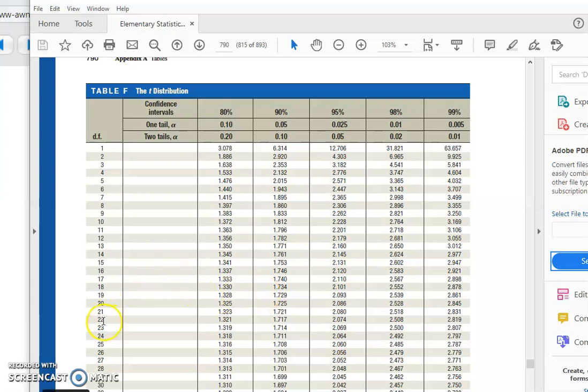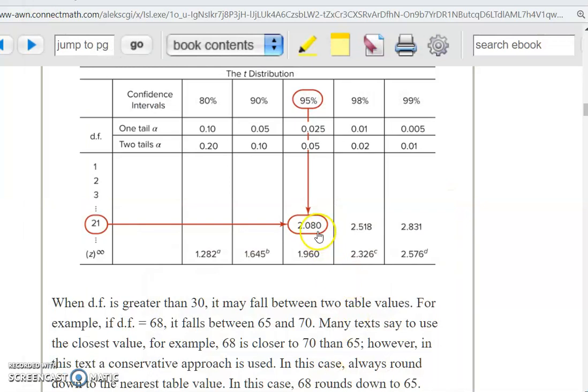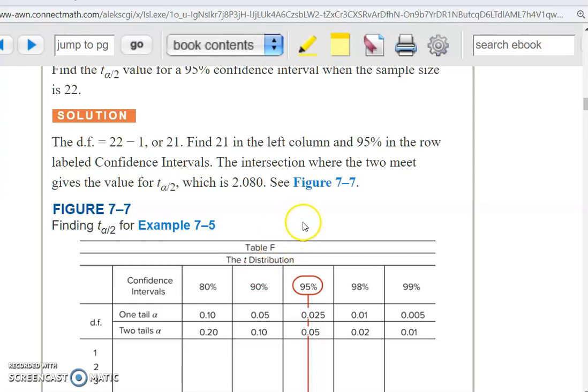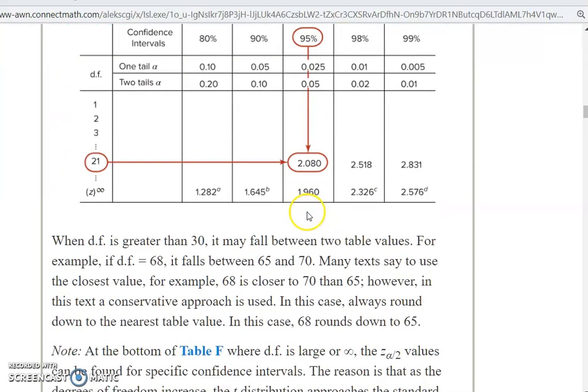Okay, so if the sample size is 22, that means that the degree of freedom is 21. We put our finger here, we go across here, and we want 95%. It's 2.080. There it is, 2.080. Okay, so that's the critical value. That's the appropriately chosen t value that we're gonna use in our formula here.